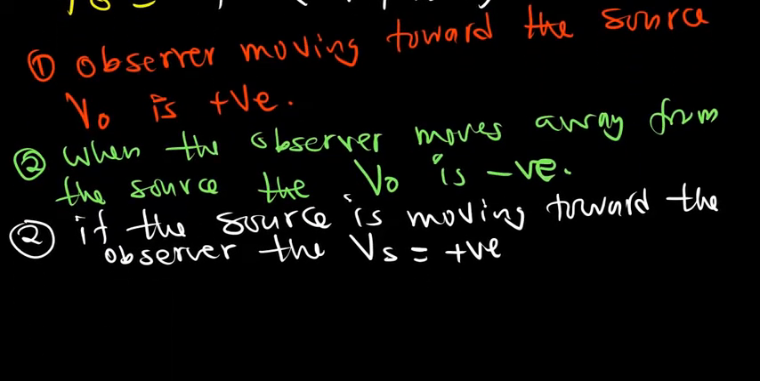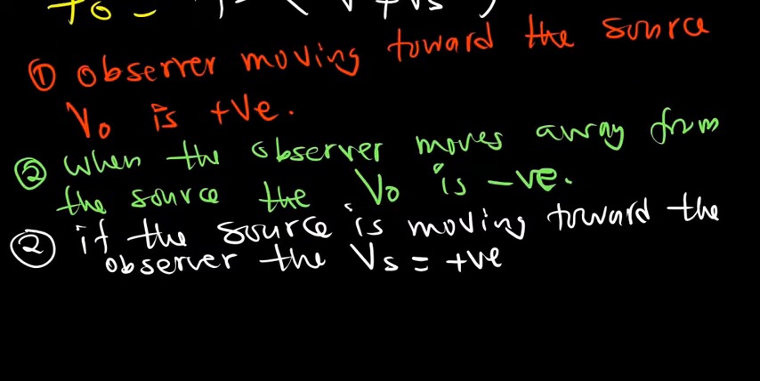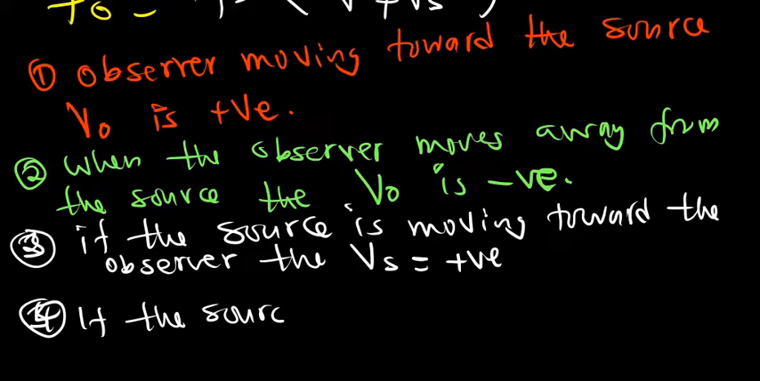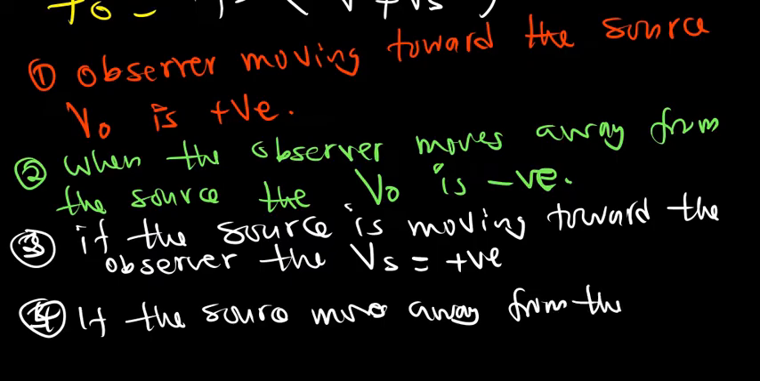Then the next one, this is supposed to be the third one, this is the fourth one. When the source moves away, it's the same thing. So if the source moves away from the observer, the velocity of the source is negative.